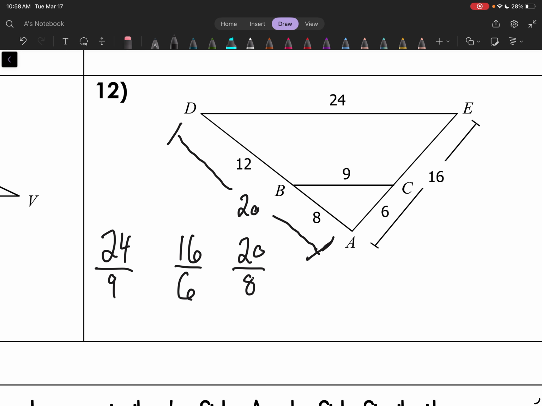24 over 9 is 8 over 3. 16 over 6 is going to be 8 over 3. 20 over 8 is going to be 5 over 2. The first ones are good. The 5/2 kills it. This is not similar.